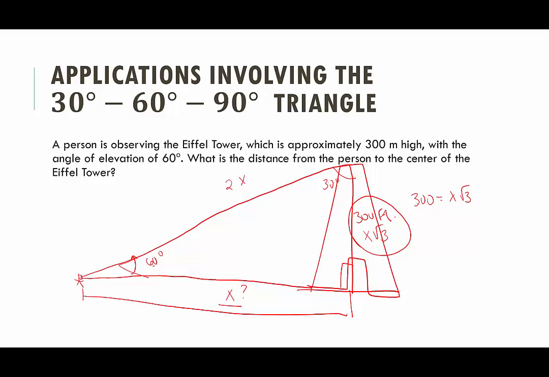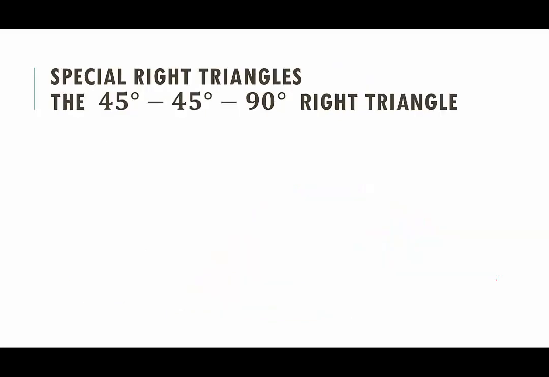This is our unknown. We're going to divide both sides by radical 3. We're going to have to rationalize this. So we're going to have 300 radical 3 over radical 3 times radical 3. This root 3 times root 3 becomes 3. So we get 300 root 3 over 3. And then simplifying one final step, 300 divided by 3 is 100. So we end up with 100 root 3 meters. So that would be an approximation of this person's distance from the Eiffel Tower.